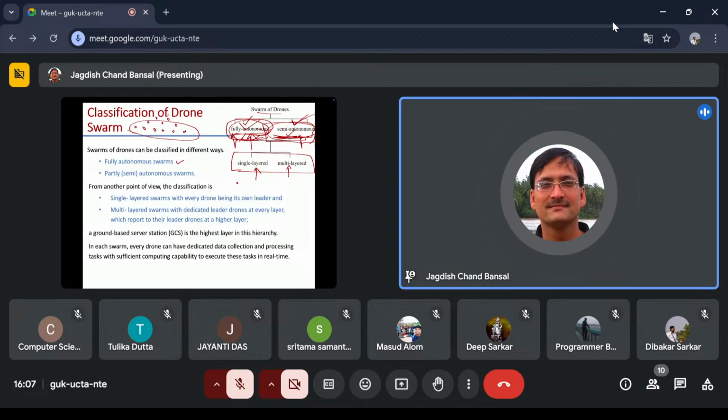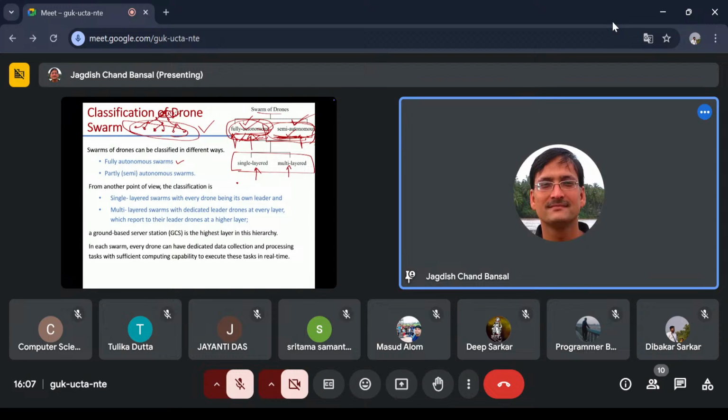Suppose this is the one drone which is connected to these two, and these two are connected to these, and these are connected to these. Whatever information ultimately reaches here, this drone takes the decision, but they are in a pyramid form, and therefore this kind of system is not a very robust system. It is called the multi-layered.